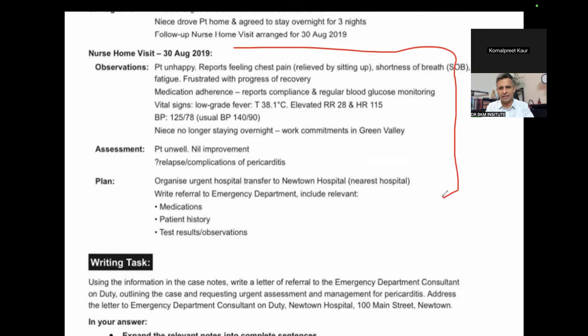Shortness of breath, chest pain, frustrated with progress, recovery, and all that stuff. This is my main data. Medication adherence, reports compliance, regular blood glucose monitoring. So that means if we are writing about blood glucose, that means we have to tell about the diabetes mellitus. So the first paragraph is about purpose. Second paragraph is social history and medical history.